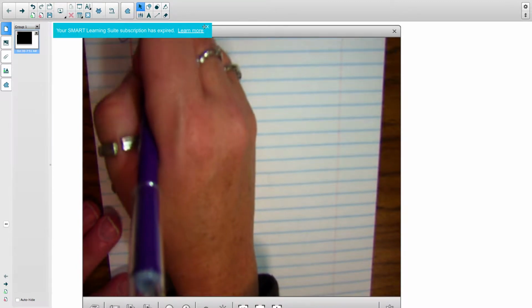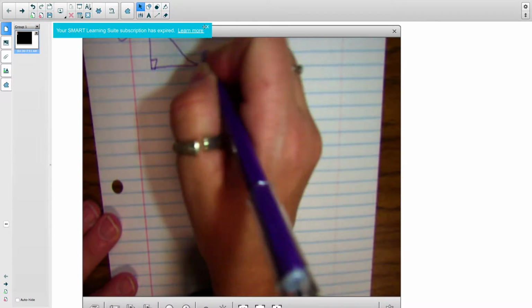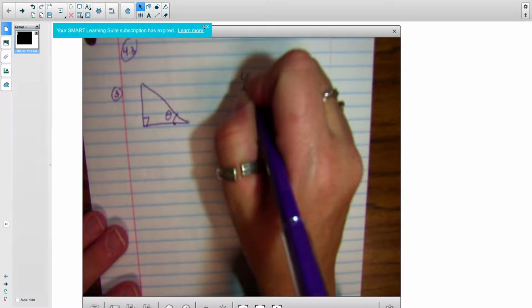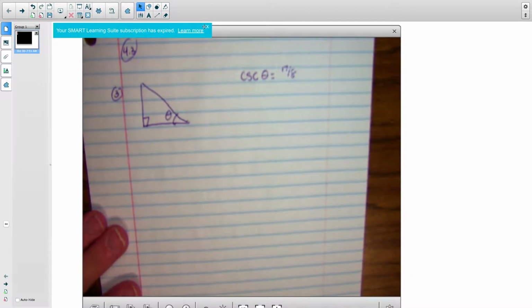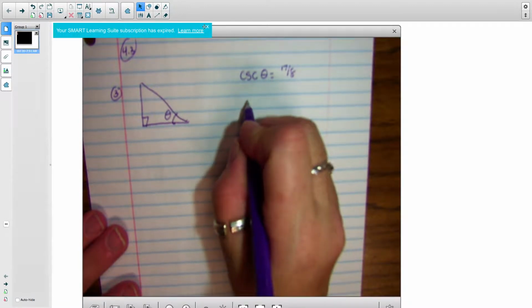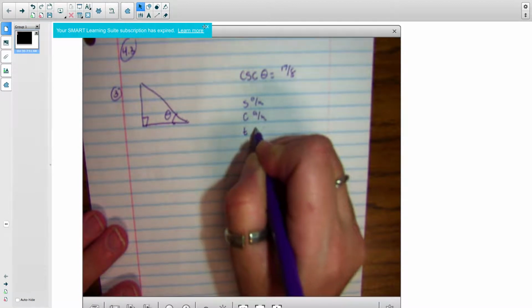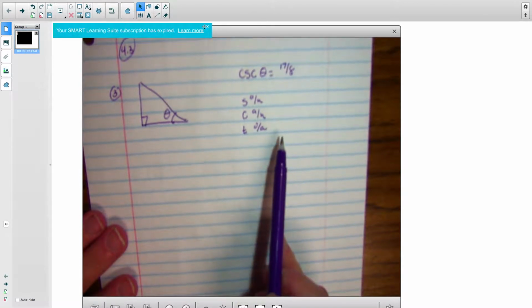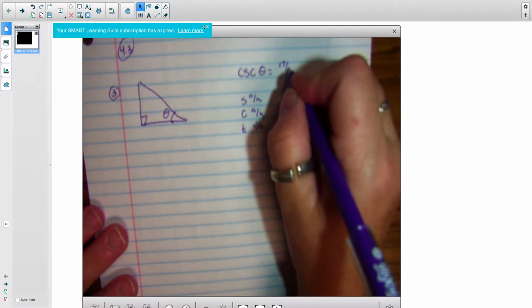So I'm going to draw my triangle. I'm going to put theta here. Doesn't matter where you put theta. They tell us that cosecant is 17 over 4. Thank you for not letting me work the whole thing wrong.